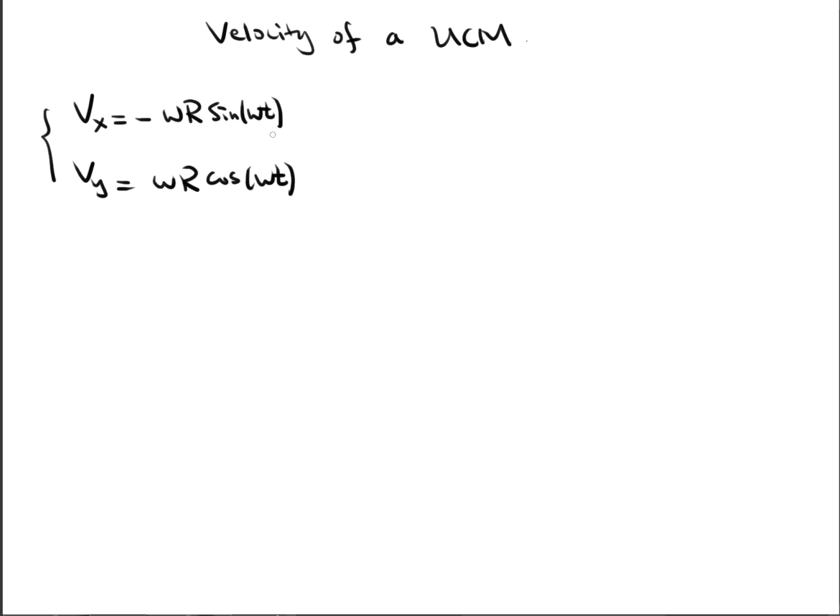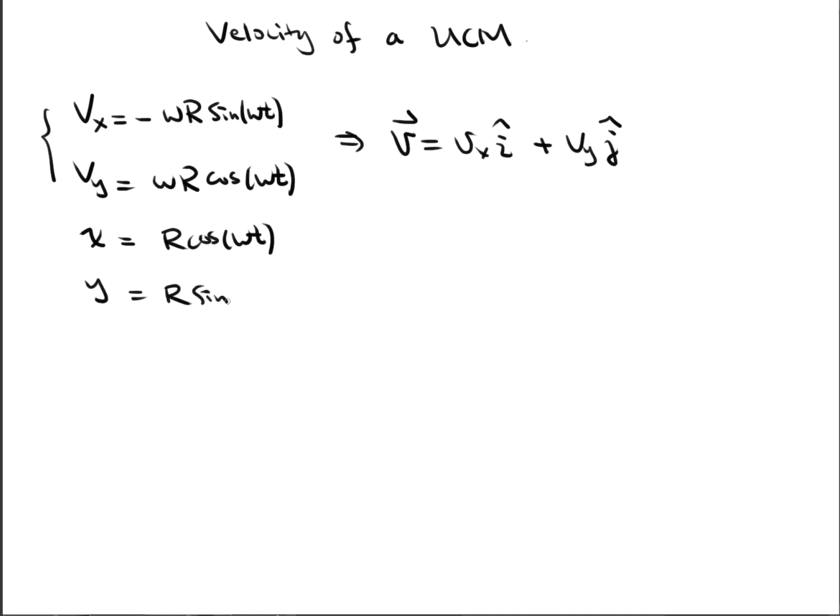Now, this velocity is a vector, and we call it v, and v of course can be written as vx i hat plus vy j hat. I hat, j hat are both unit vectors. Now the position x is r cosine omega t, and y is r sine omega t. And its vector form is, of course, x i hat plus y j hat.